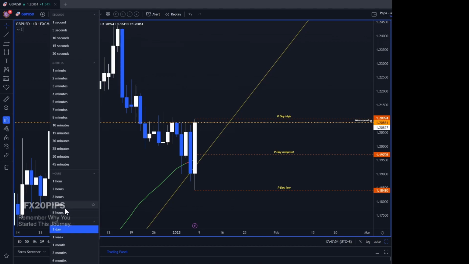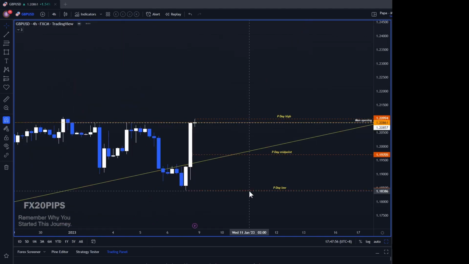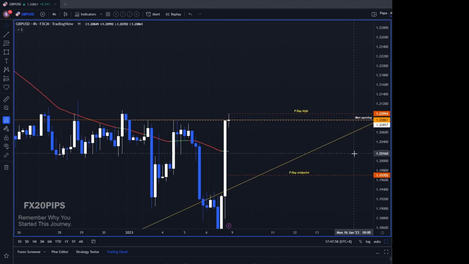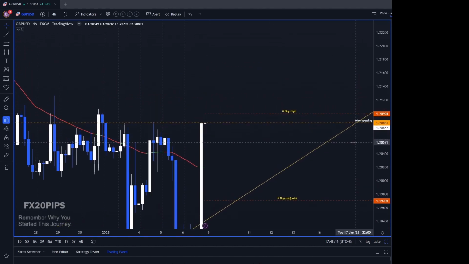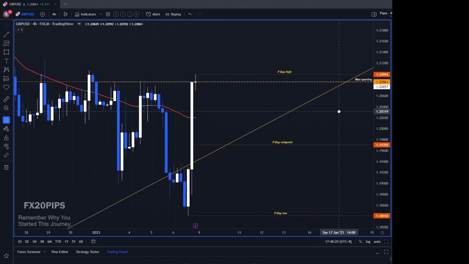Now we can go to the 4 hours. You can see that the news came in, followed by this huge candle, and the last 4 hours was just a doji. It basically ended at the Monday opening. So what are the lines that I would draw from here?